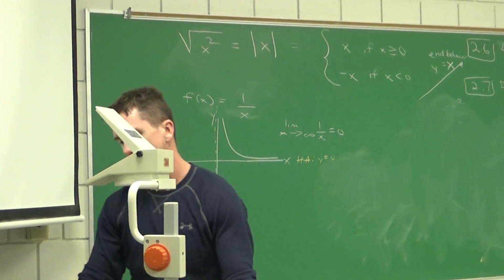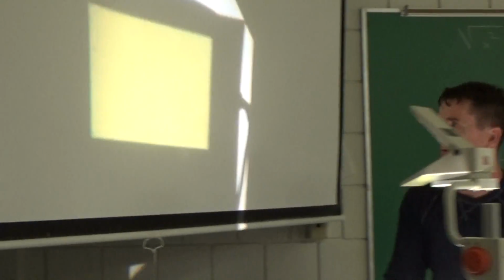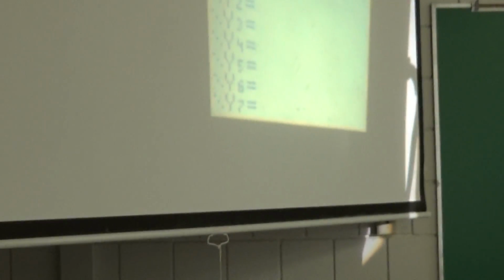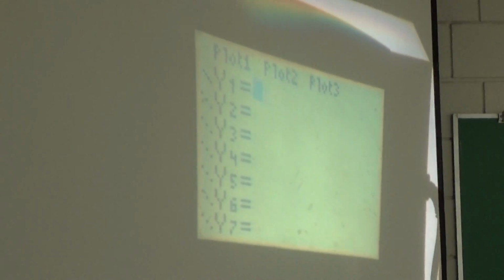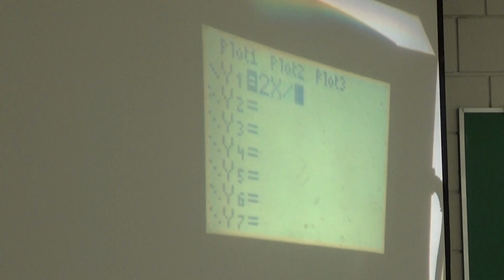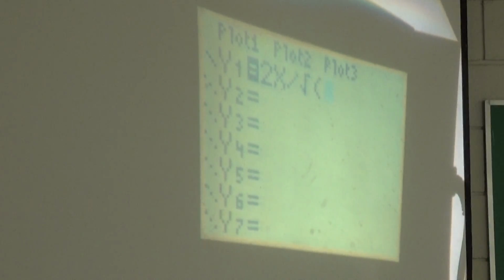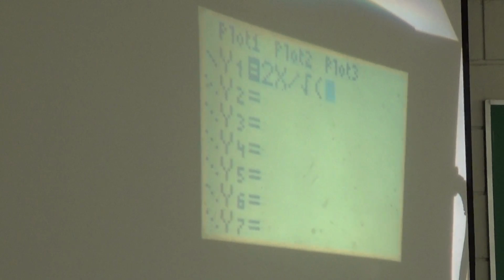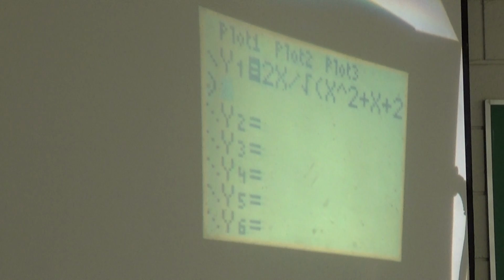Alright. Let's look at this thing on the calculator. What was the equation? Oh, I have to turn my plot off. Zoom 6, right? For a nice window. And y equals, what did it have? 2x divided by the square root of x squared plus x plus 2. How good is it?